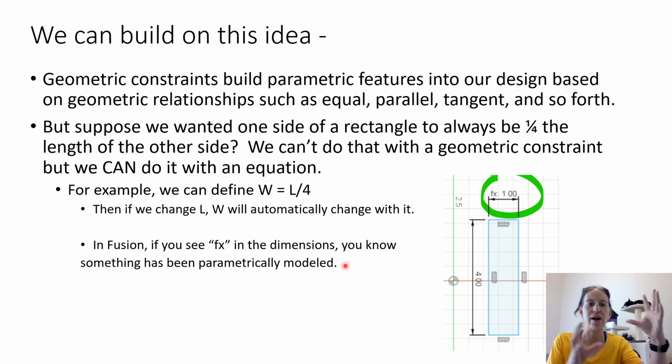So instead of putting in our own separate dimension, think back to the square where you have to do both of them separately. We can take one of those dimensions and define it using an equation in terms of the other dimension. So what happens then is if we change the L value, the W will automatically change with it. So if L is 8, W will be 2. If L is 4, W will be 1. And we don't have to go back in and change those relationships.